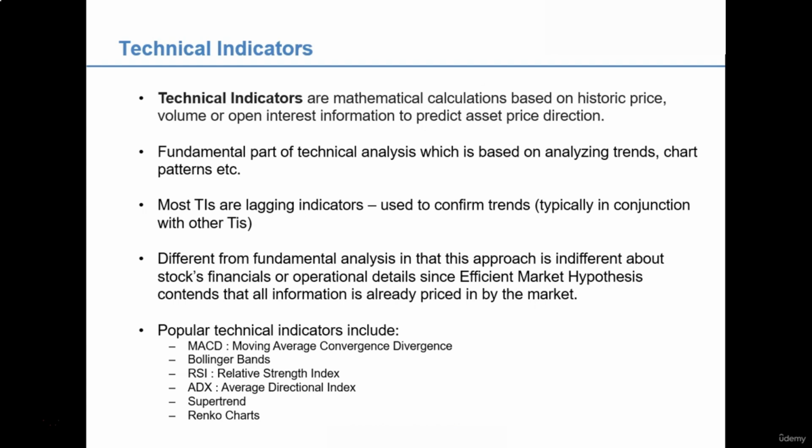Most technical indicators are lagging indicators, and this is a very important point. Technical indicators are mostly used to confirm trends. They are not typically used to predict which direction asset prices are going to take, although there are some leading indicators, mostly volume-based. But on the whole, technical indicators are lagging indicators and are used to confirm something that you have witnessed.